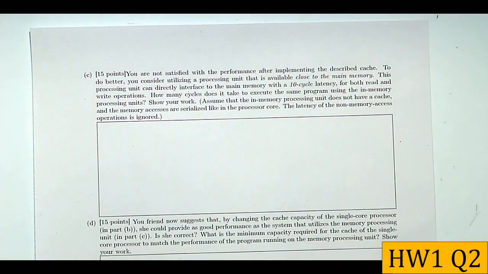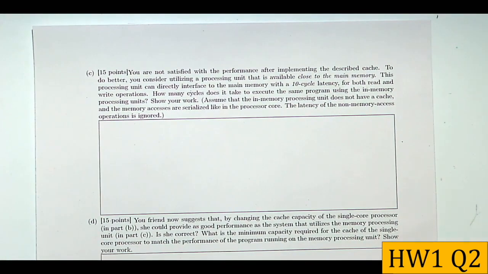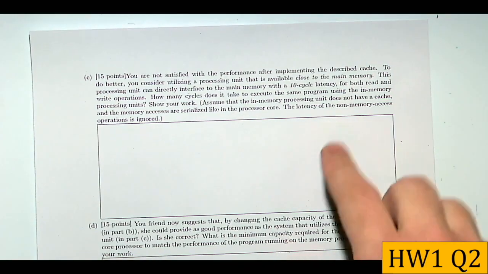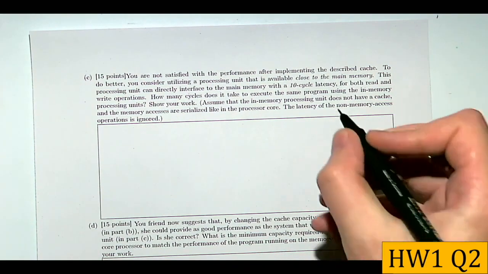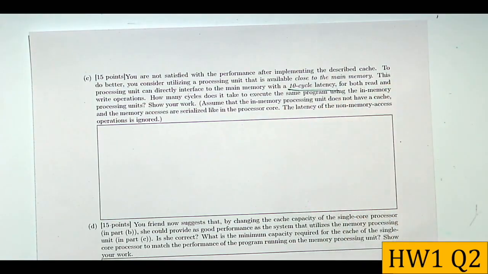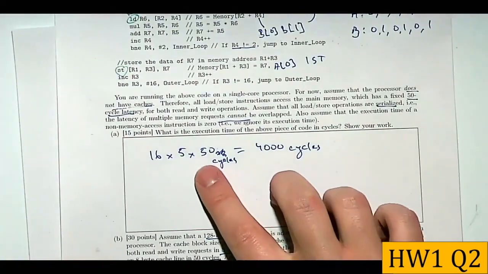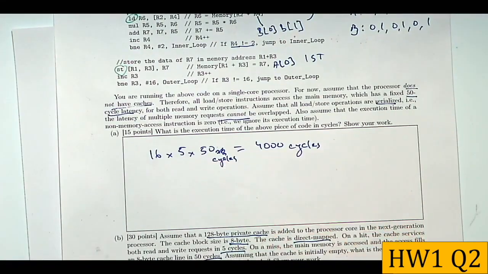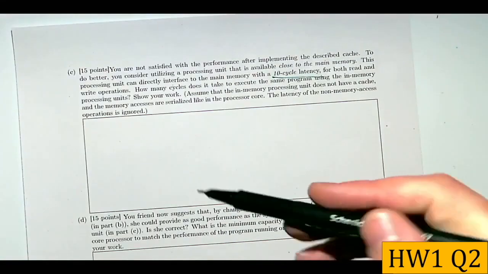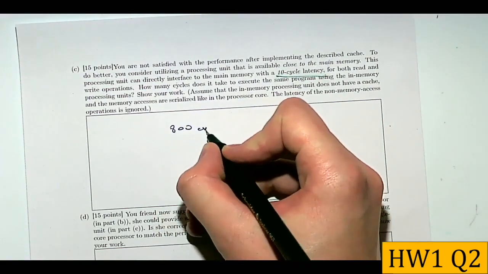Okay. I will continue with part C. This part is very similar to the first part, which was very easy, where we had a processor without any caches, and we directly accessed the main memory with 50 cycles. But here, instead, it says that we have a near memory processor, which has only 10 cycle access latency to the data in the main memory. And we don't have caches again. So this is the exact same calculation that we did for part A, except we change 50 with 10. And then you end up with 800 cycles of execution time.